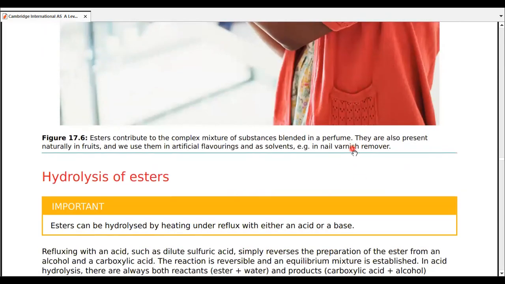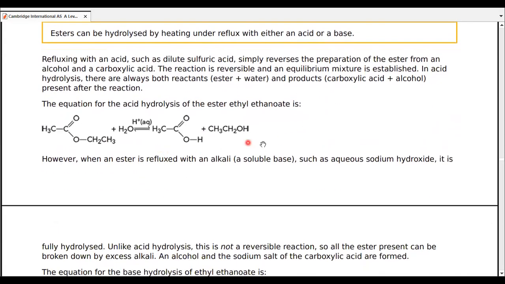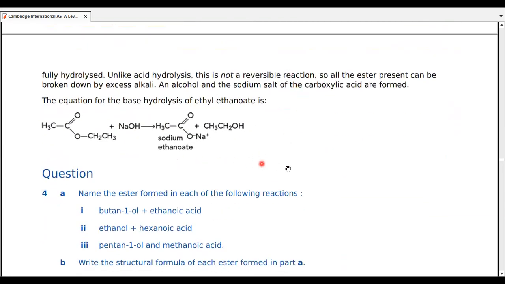Esters are used in perfumes, flavors, solvents, at many places. We have discussed the hydrolysis of esters, the original product, or the sodium salt. We've already discussed both.